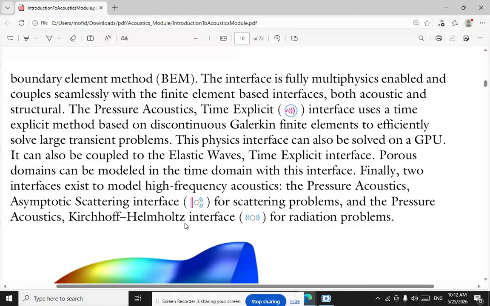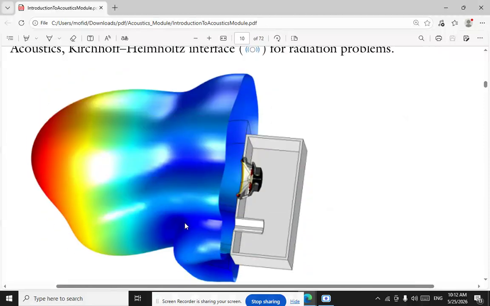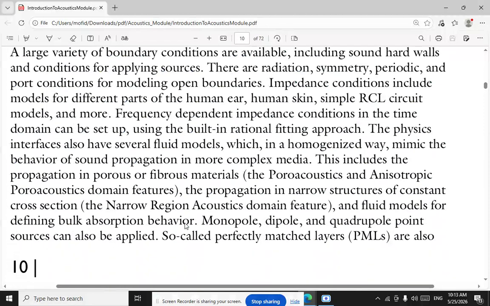Finally, two interfaces exist to model high frequency acoustics: the pressure acoustics asymptotic scattering interface for scattering problems, and the pressure acoustics Kirchhoff-Helmholtz interface for radiation problems. A large variety of boundary conditions are available, including sound hard walls and conditions for applying sources. There are radiation, symmetry, periodic, and port conditions for modeling open boundaries.